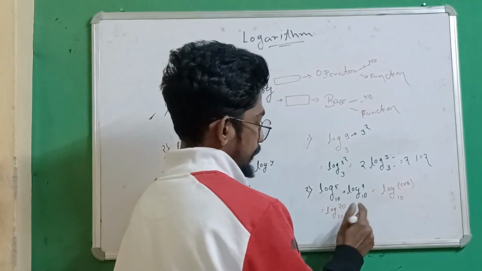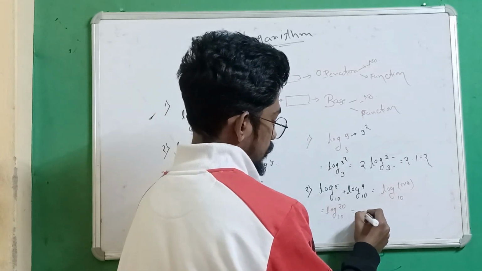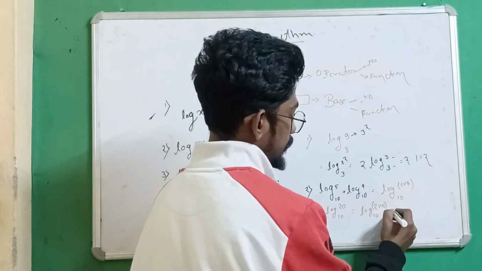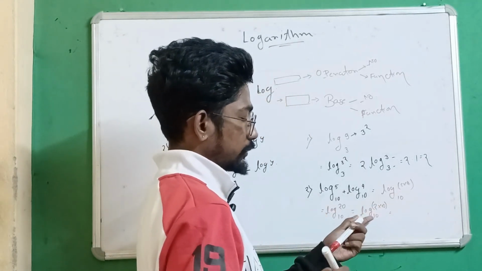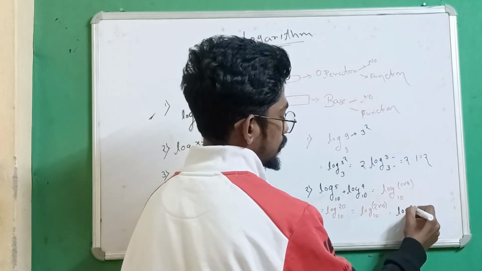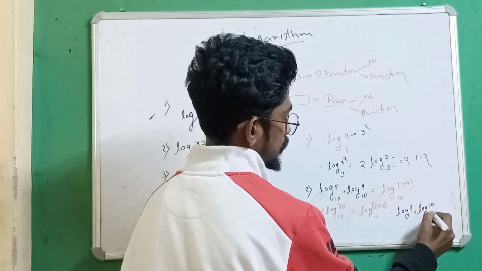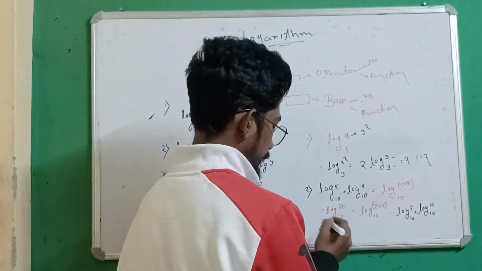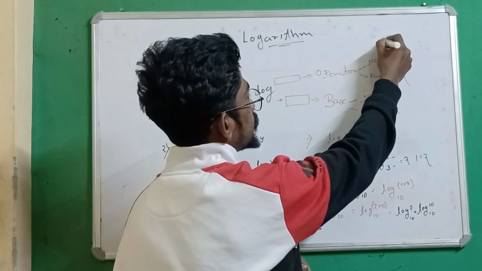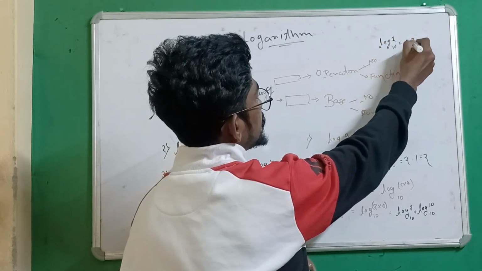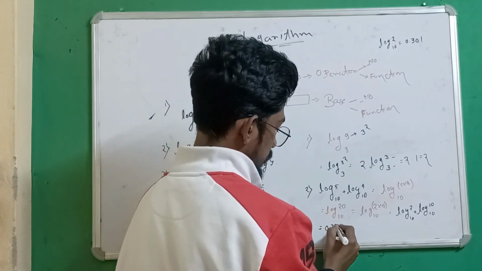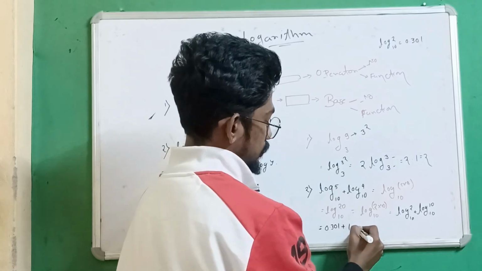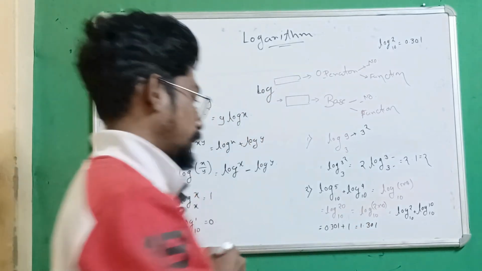From this you can write log 2 into 10 base 10. From this again you can convert it into the form of log 2 base 10 plus log 10 base 10. If you know the value of log 2, the value of log 2 is 0.301. You can remember this. And the operator and base are equal, therefore it will become 1. So the answer will be equal to 1.301.